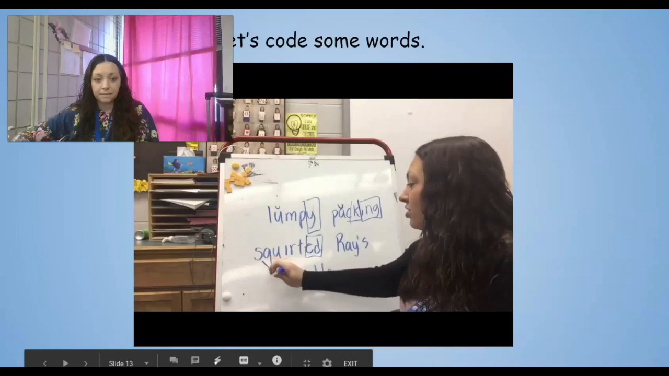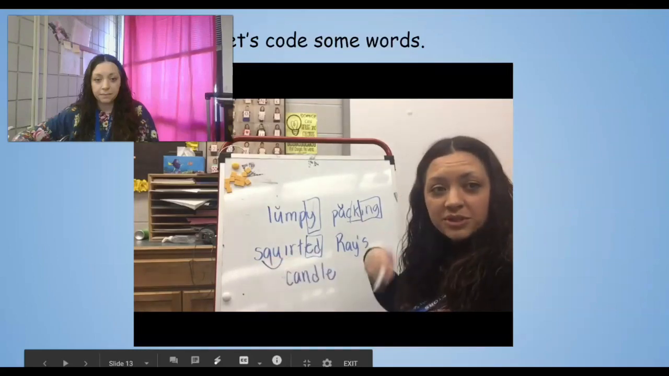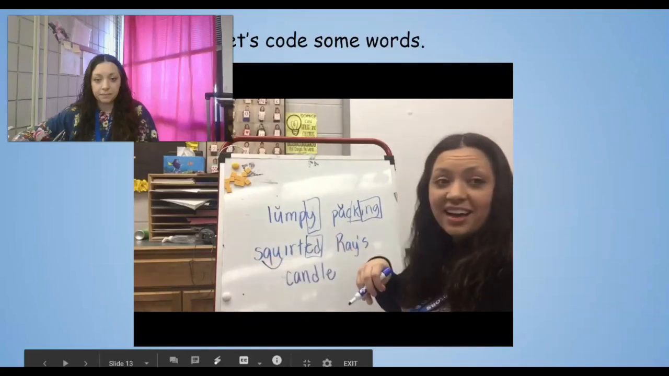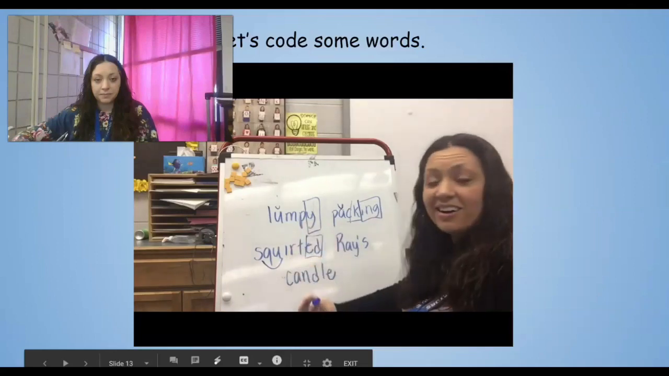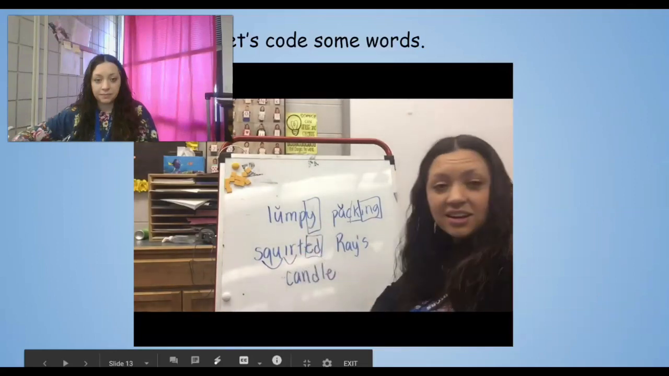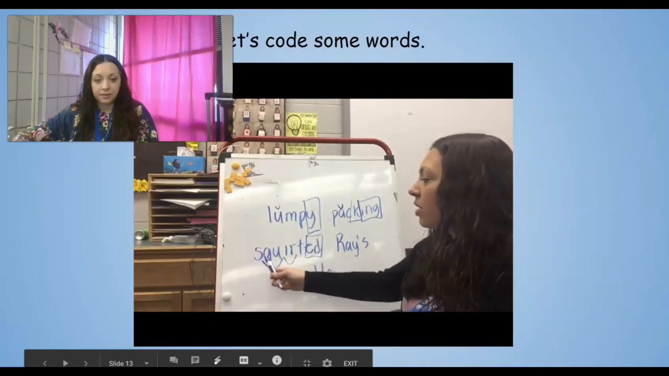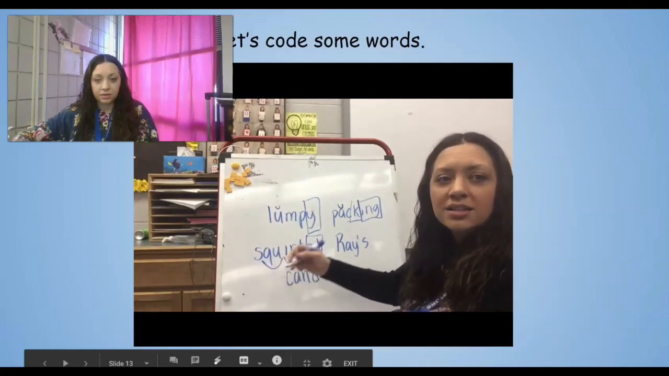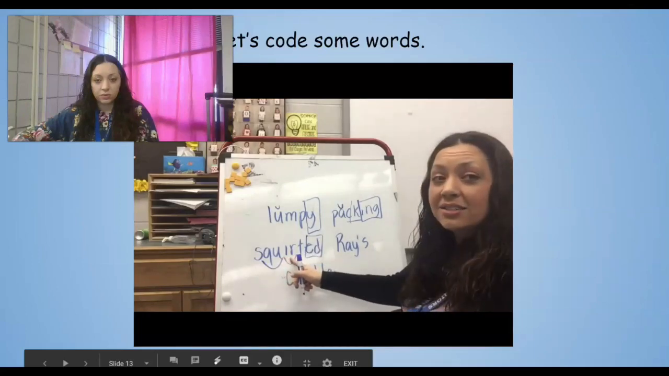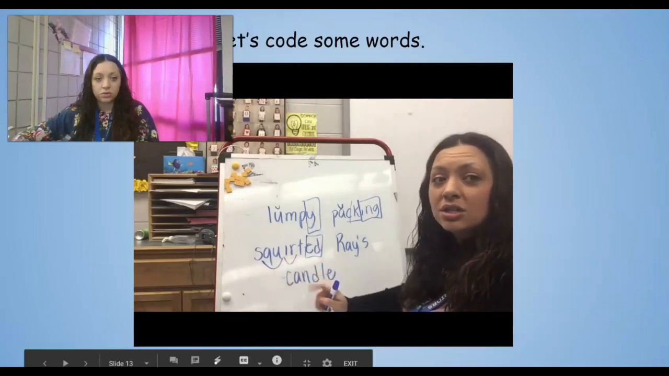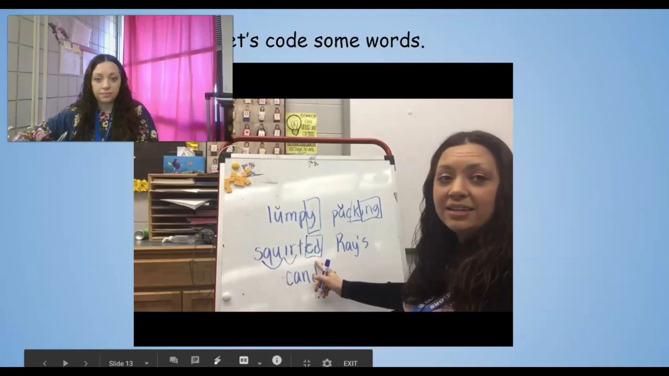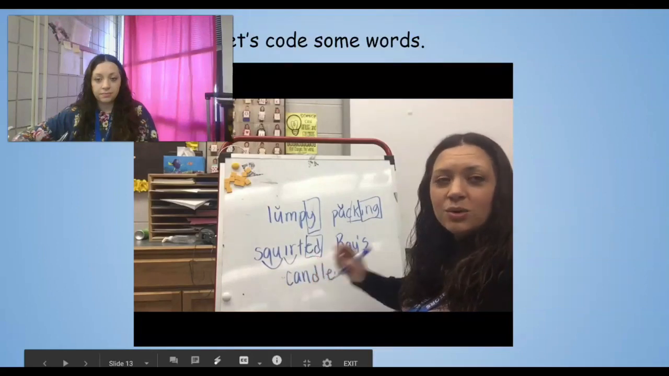Well, it's got that QU letter combination, so let's put that arc under there to connect them. What else does it have? It has that IR letter combination, so let's arc those together. And so when we try to sound that out, we would say squa. Then what does IR say? Squirt, and then add the ED.